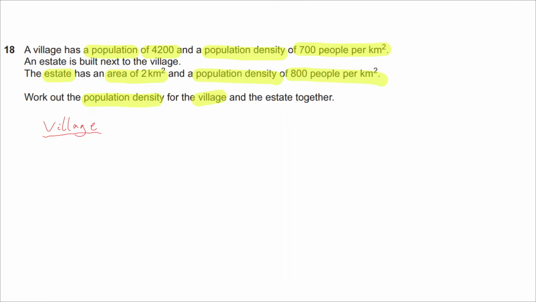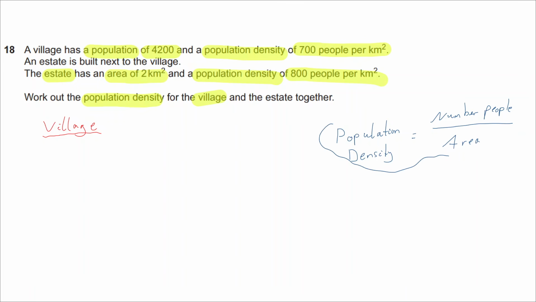Now you do need to know the formula for population density. I haven't looked at this in years, but it just means how many people are in a certain area. Population density is equal to the number of people divided by the area. Okay, there we go. Hopefully I've got that formula correct. I haven't used this in a long time. I'm pretty sure that is correct.